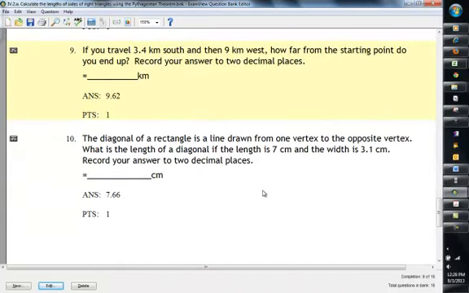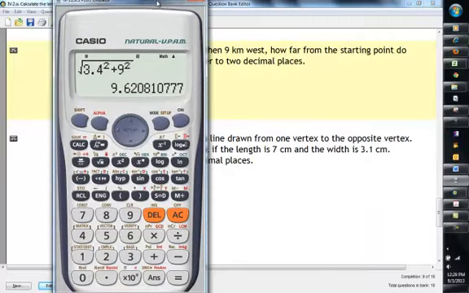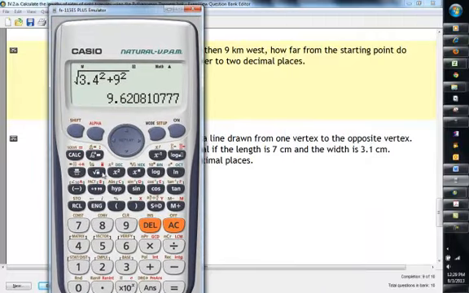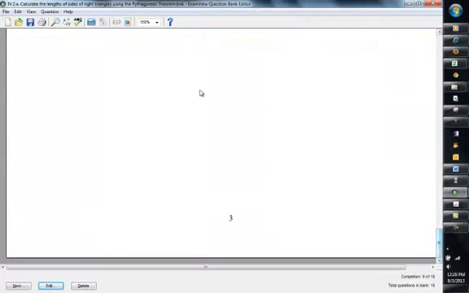The diagonal of a rectangle is a line drawn from one vertex to the opposite vertex. So we're looking for the diagonal, which is the hypotenuse of a triangle, and we have 7, so it's the square root of 7 squared plus 3.1 squared, and we get 7.66. So this is 4.2 point A, and that's how you do it.